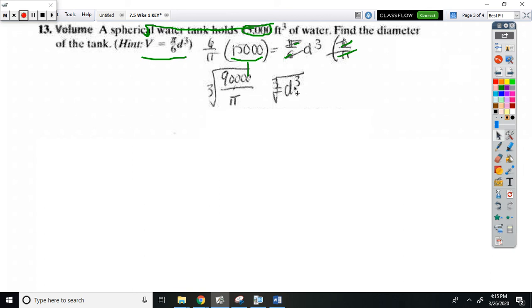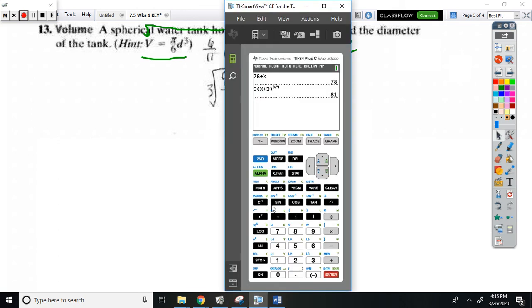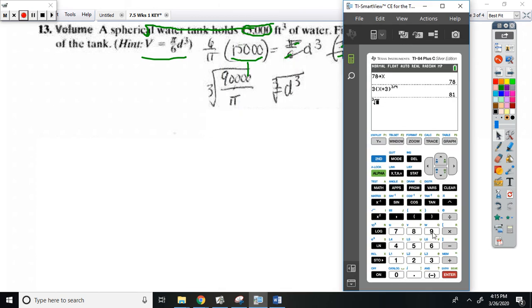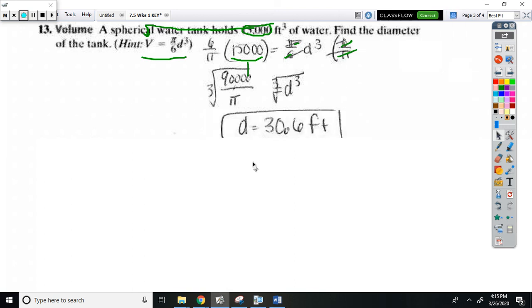And then lastly, to undo a cube, we cube root. So on my calculator, I would press my math button, option 4 for my cube root, and then we'll type in 90,000, divided by pi. And we do get 30.598, so 30.6 feet.